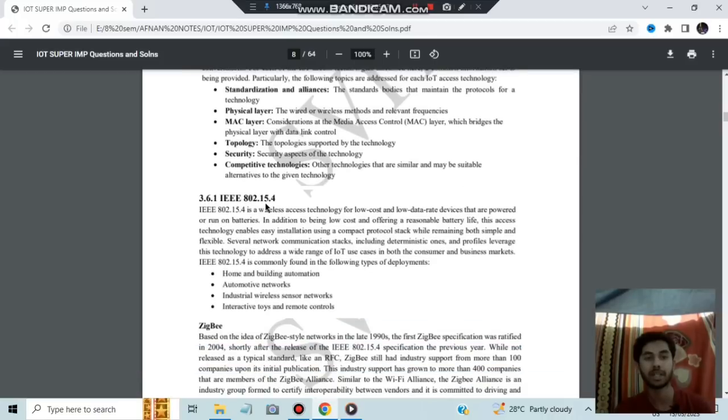So this is the IEEE 802.15.4. It is a wireless access technology for low cost and low data rate services. Okay, and applications like home and automotive, industrial wireless, interactive toys, all these things form the IEEE 802.15.4. Okay, and one of the applications of this is ZigBee. ZigBee is a protocol which uses IEEE 802.15.4.